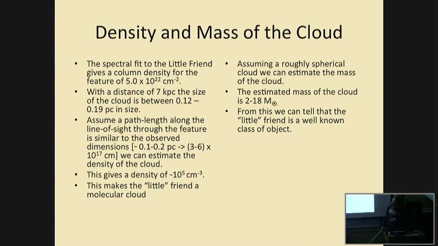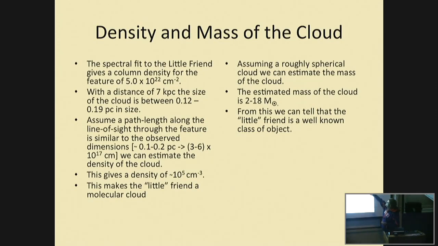And it's on the order of 5 times 10 to the 22nd. This distance of 7 kiloparsecs comes from the scattering relationship, which I'll say a little bit more about later. But it implies the size is on the order of 1/10 to 2/10 of a parsec for the little friend. And in fact, if you take that path and use the column density, you can get a density for the little friend. It's 10 to the 5th particles per cubic centimeter, which makes the little friend a molecular cloud. It's a tiny molecular cloud.